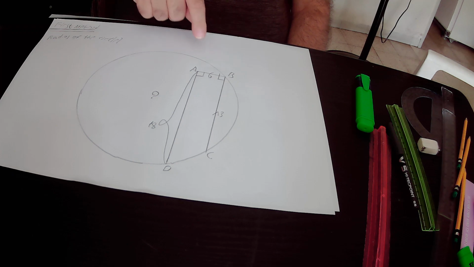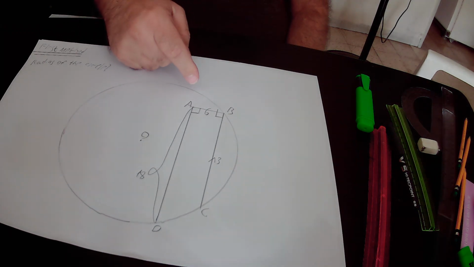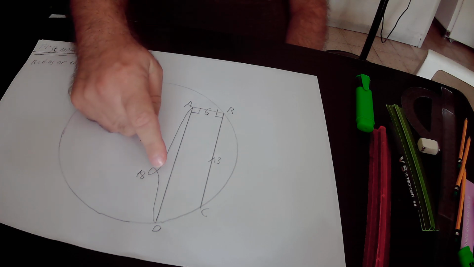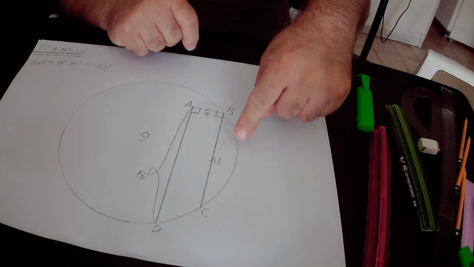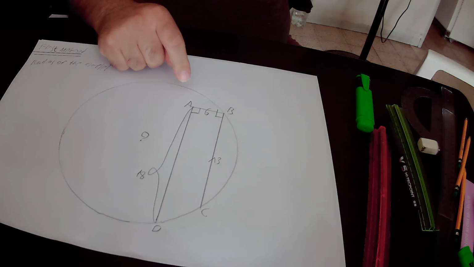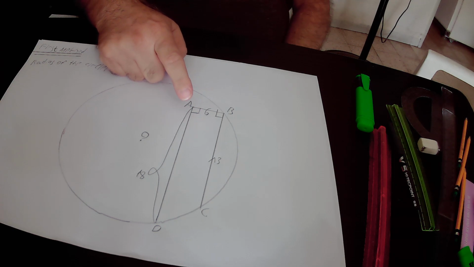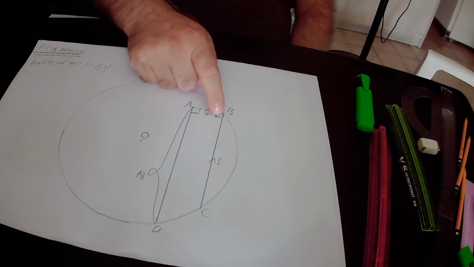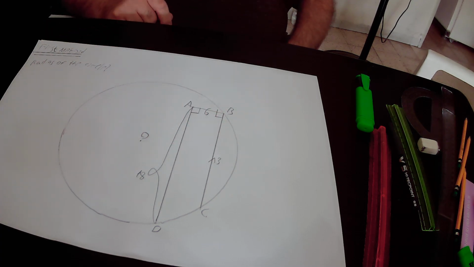and line segment AB equals 6 units, line segment AD equals 18 units, line segment BC equals 13 units. This angle BAD equals 90 degrees. Angle ABC, this angle equals 90 degrees, and our mission is to find out the radius of this circle.